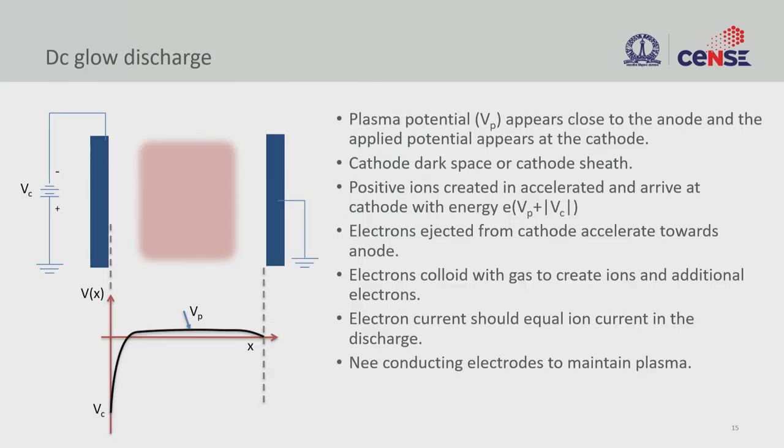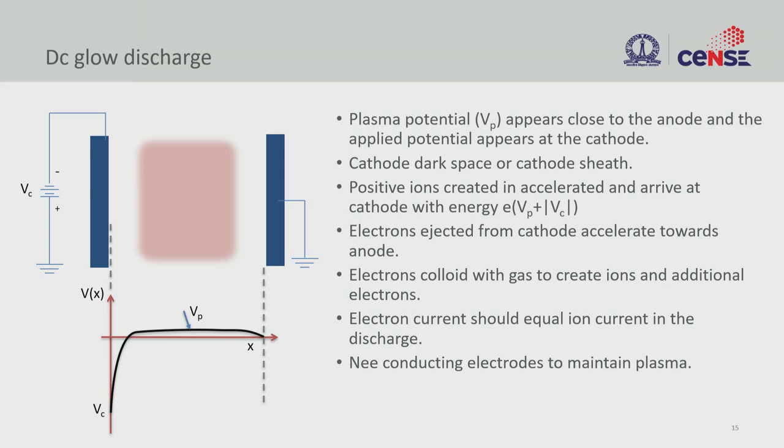So let's look at whether the nature of the energy that we give to the system has an effect on the plasma or not, right? So let's look at two cases. One is DC glow discharge, the other one is RF. Let's first look at DC discharge.